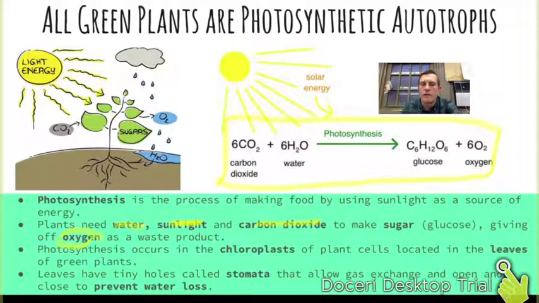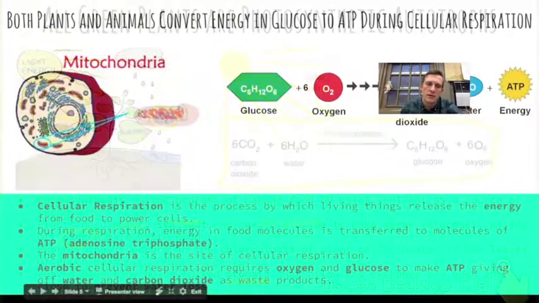It's also important to know that photosynthesis occurs in the chloroplasts of plant cells, which are located in high frequency inside the leaves of green plants. And leaves also have these tiny things called stomata, which allow for gases to exchange. In other words, in order for carbon dioxide to come in and oxygen to come out. And they regulate water loss by opening and closing using special structures called guard cells.